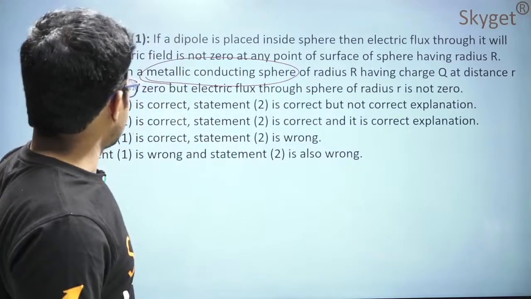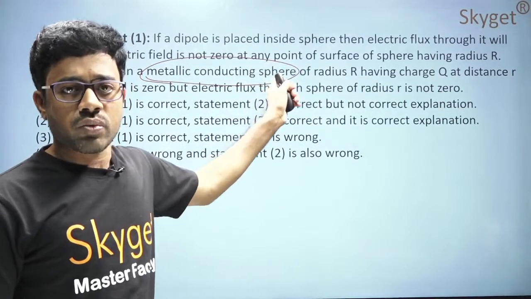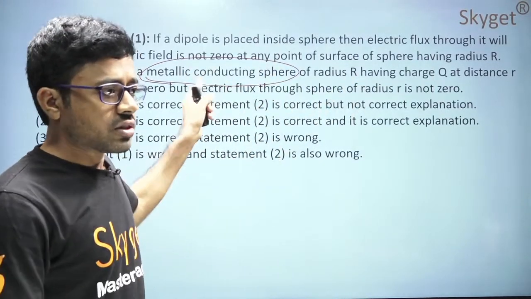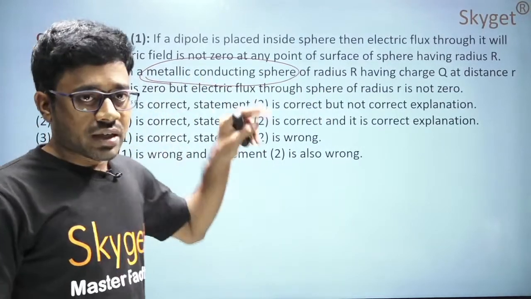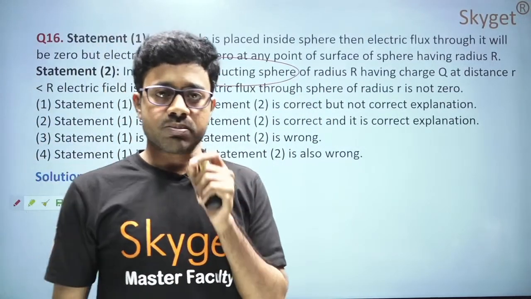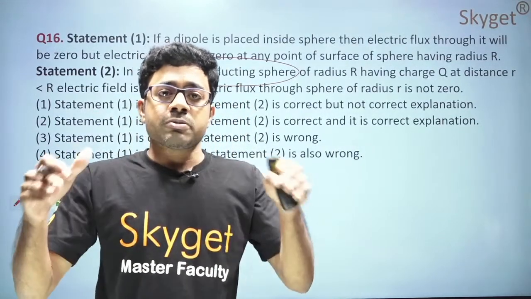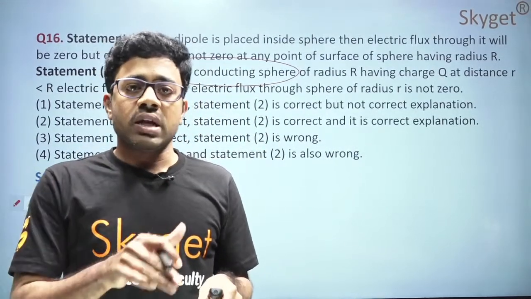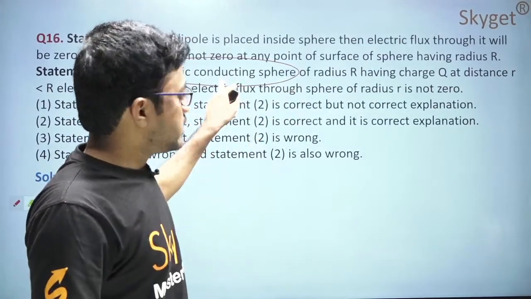So in statement 2, I have already spoken about statement 1, where it is true. Now we have to check statement 2. In this he has given a metallic conducting sphere. When he says a metallic conducting sphere, wherever you place the charge, it will always spread onto the surface. So there won't be any charge inside a metallic conducting sphere if it is conducting.